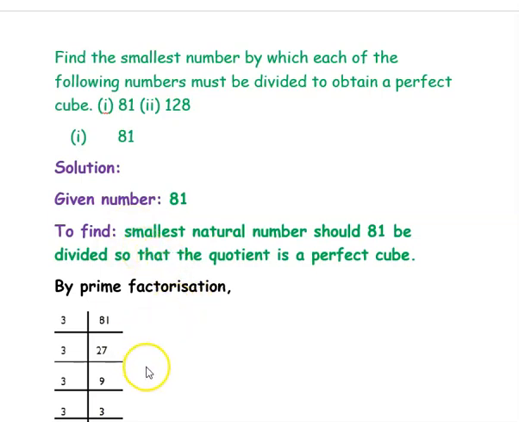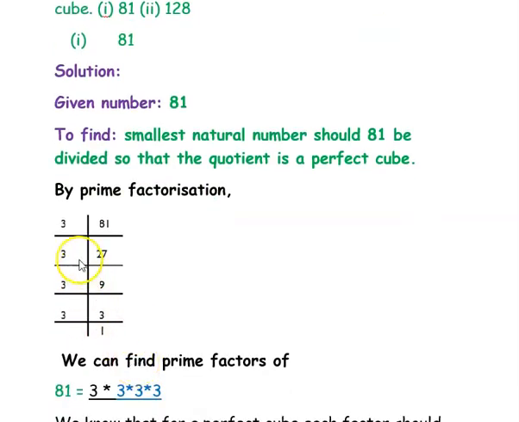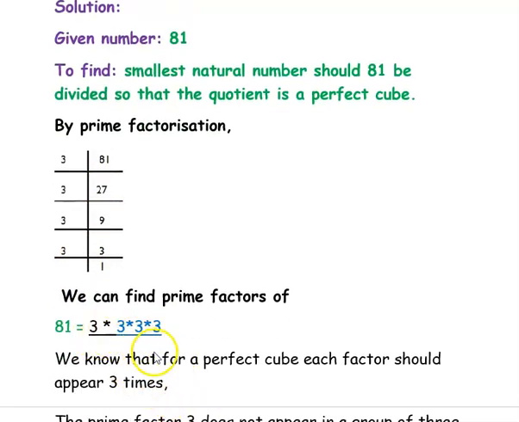To find the smallest number, we have to do prime factorization to find the factors. So now I am doing prime factorization of 81. 81 cannot be divided by 2, so I am dividing it by 3. I'll get 27, which further divided by 3, I'll get 9, which further divided by 3, I'll get 3. So 3 divided by 3 is 1. These are all the factors of 81. So we can write 81 as 3 into 3 into 3 into 3, that is 3 appearing 4 times.